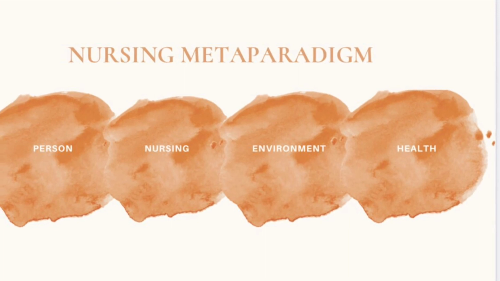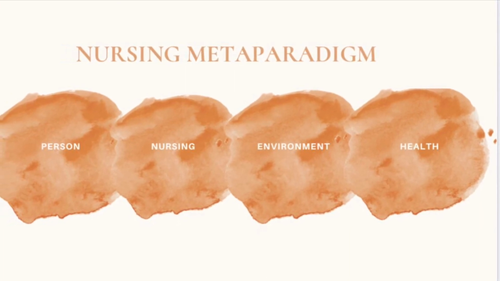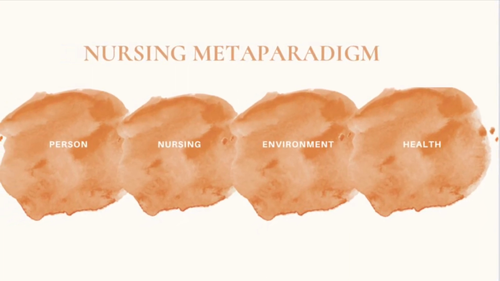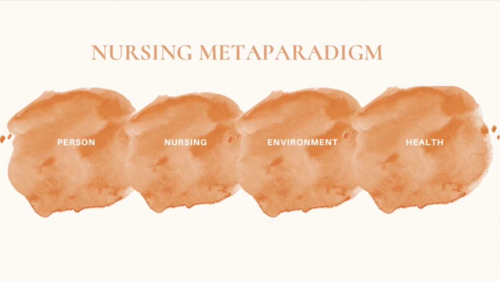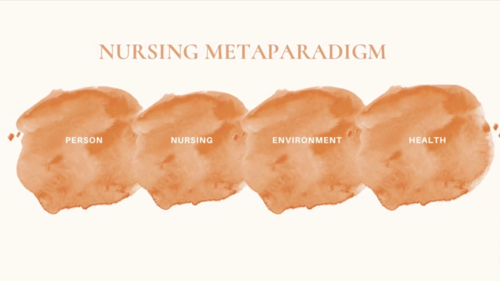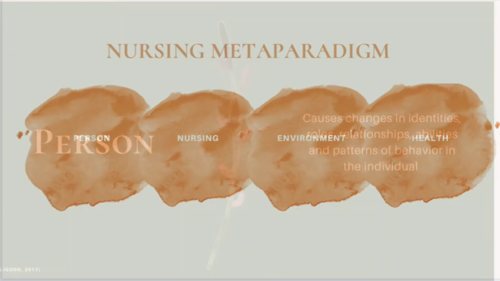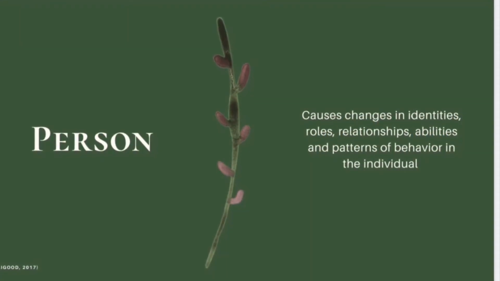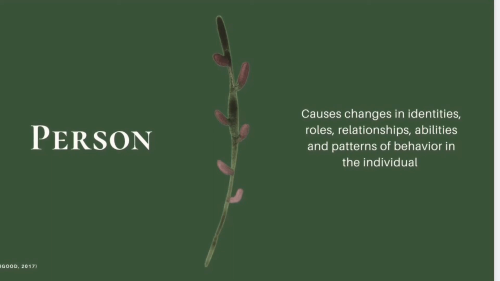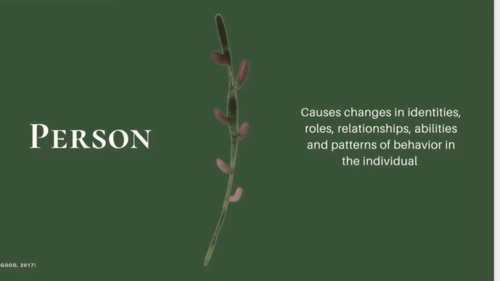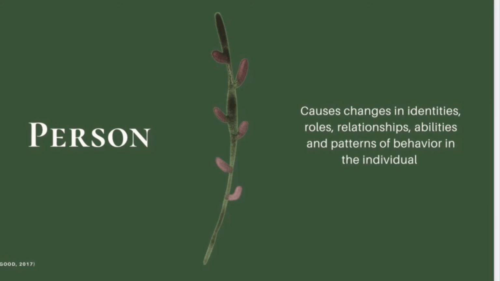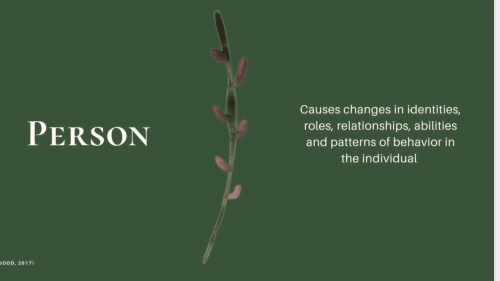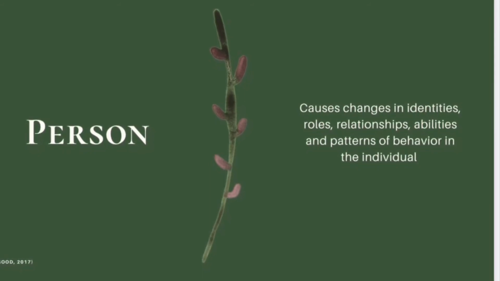Moving on, we will now relate the transitions theory to the nursing paradigm and how it fits into each concept of person, nursing, environment, and health, and then apply it back to the case study of Amelia. Throughout their lifespan, a person will go through multiple transitions. As individuals go through these transitions, they experience changes in their identities, roles, relationships, abilities, and patterns of behavior.